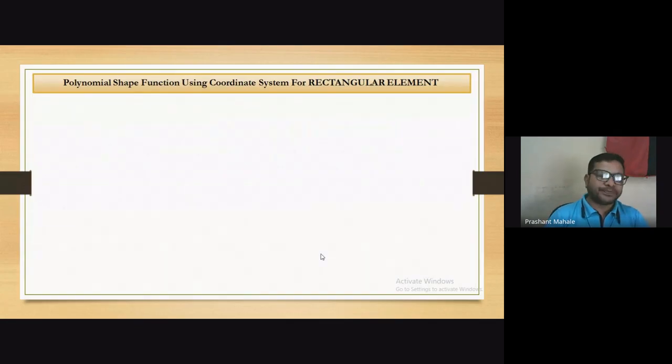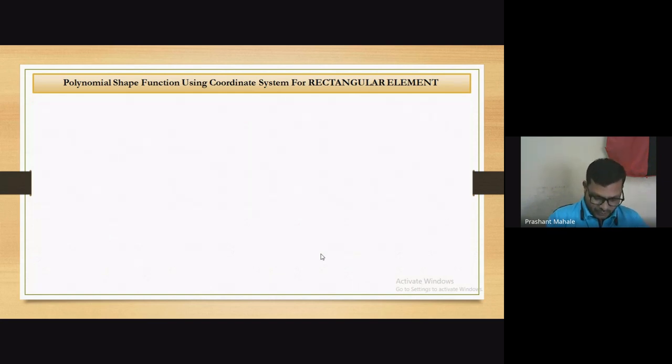Going for the last topic of this session, polynomial shape function using coordinate system. Same, but it is for rectangular element that we are going to see now. What we have seen were 2D bar. The second we saw 2D beam. Then we saw triangular element in which three nodes were there. And here now we are going to see the rectangular element.